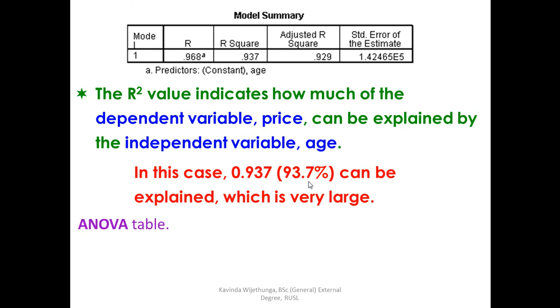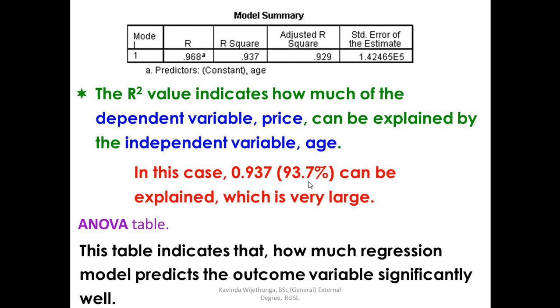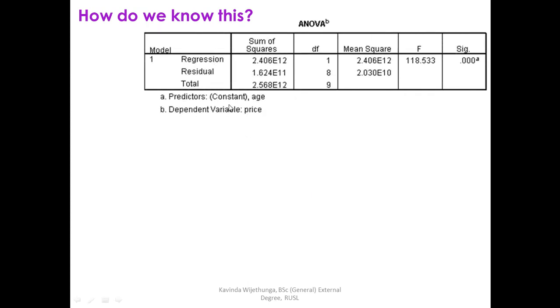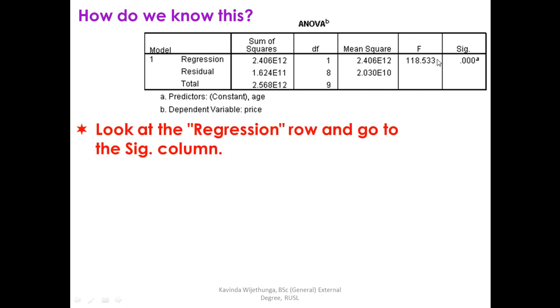So then the next one is the ANOVA table. This table indicates how well the regression model predicts the outcome variable, right? How do we know this? So this is the ANOVA table. You can see regression, residual, mean square, F, and the significance value also there, right? So look at the regression row and go to the significance column. It means this value.